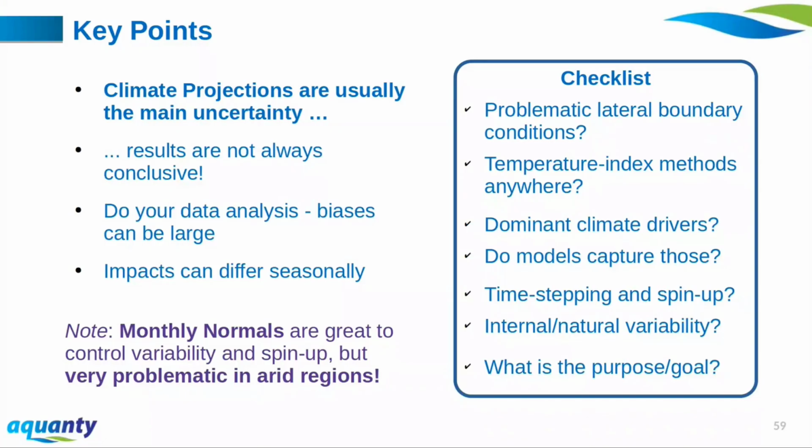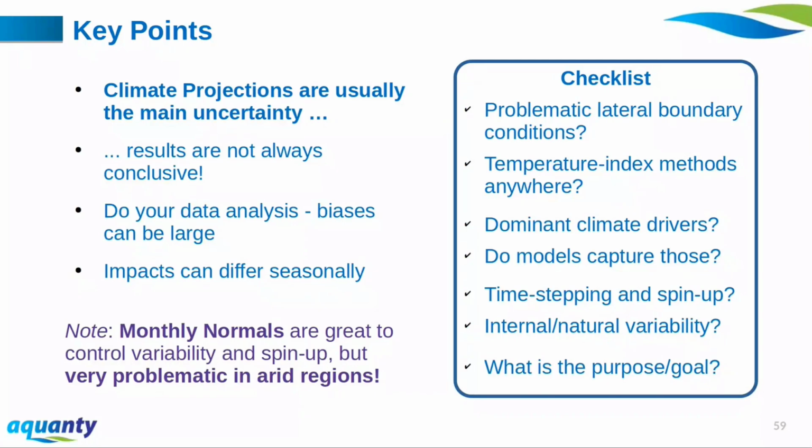Is that captured? A lot of GCMs really smooth out the mountains, right? What do you need to do for spin up? Do you want to run a continuous simulation or a time slice approach? For a time slice approach, spin up is really critical. How are you controlling natural variability? So this goes back to what we talked about at the beginning.